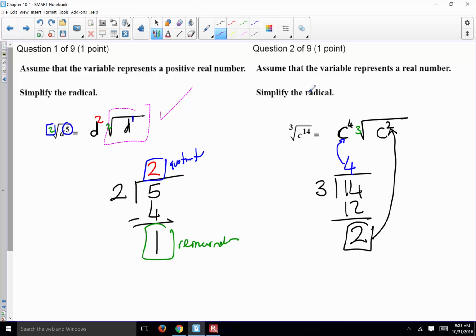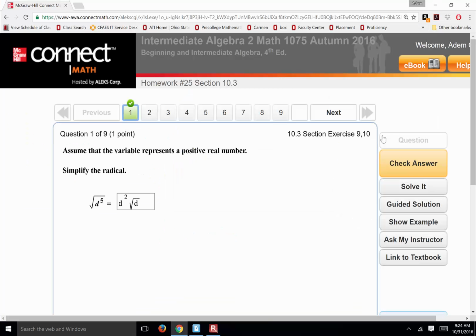Let's check the 3 requirements again. Is the new power inside less than the index? Is it less? Yes, it is. That satisfies requirement 1. Do you see any fraction inside? No. Do you see any denominator with a radical? No. So this is the most simplified form: C to the 4th times the cube root, or 3rd index radical, of C squared.